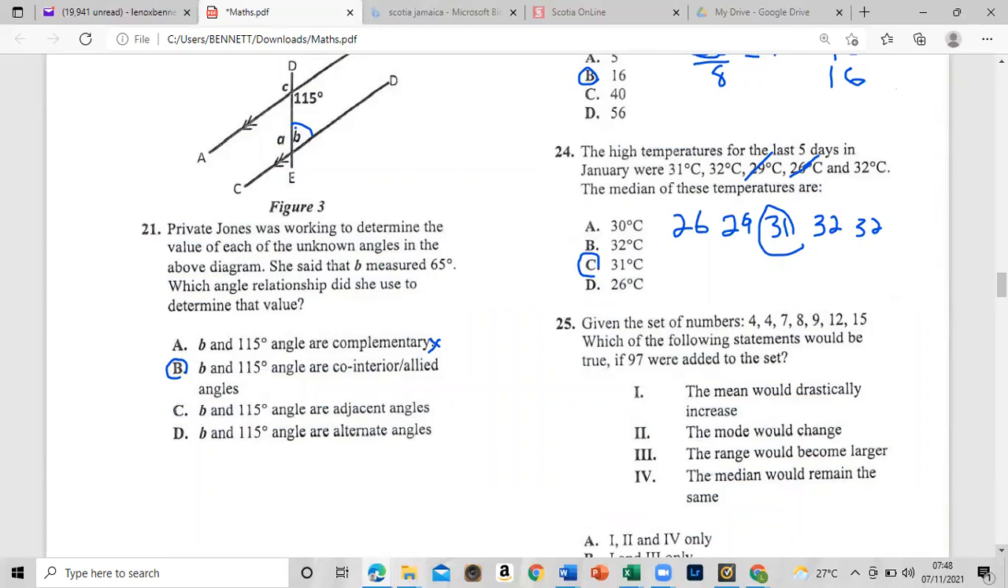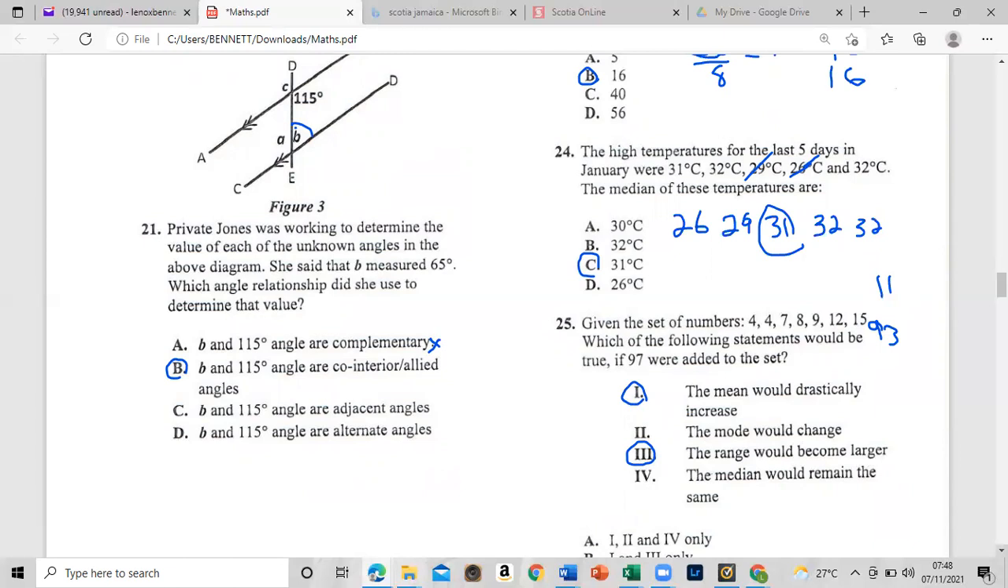25. Given the set of numbers 4, 4, 8, 7 and so on, which of the following statements should be true if 97 is added? All right, 1, the mean would drastically increase, definitely. The mode would change? No, the most frequent is not going to change. Range would become a larger number, yeah. Range is the largest value minus the smallest, so it will be 97 minus 4, so the range will become 93. As it is now, it is 15 minus 4, which is 11. So it becomes much bigger.